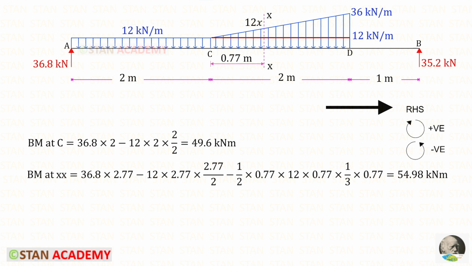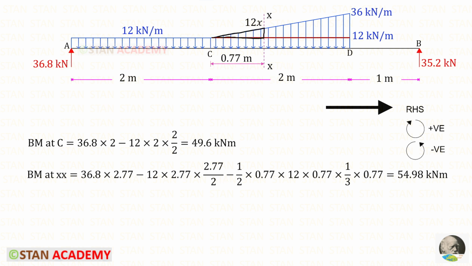Now let us find the moment about the section. RA is acting in the clockwise direction, so positive, and the distance is 2 plus 0.77, so it will be 2.77. The UDL is acting in the anti-clockwise direction, so it will be negative. The area of the rectangle up to the section is 2 plus 0.77, that is 2.77 into 12. And the distance from the center of the rectangle to the section is 2.77 upon 2. The UVL is acting in the anti-clockwise direction, so it is also negative.